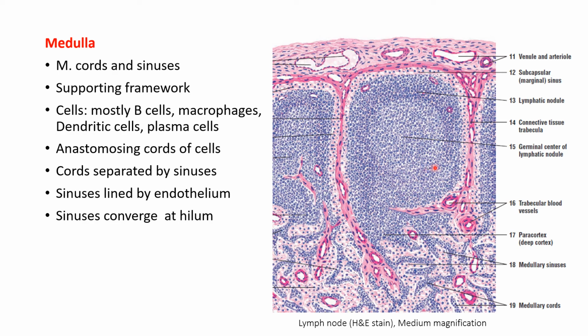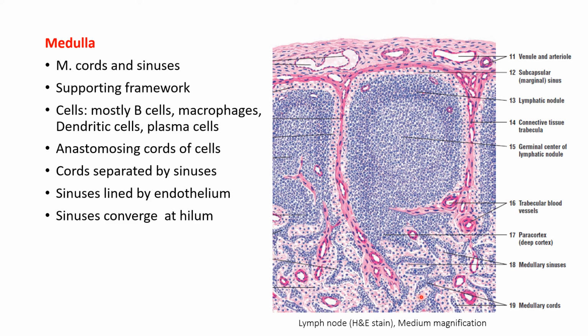So, please note that in the outer cortex, there were mostly B lymphocytes in the lymphatic nodules. The paracortex contains mostly T lymphocytes, and the medulla contains mostly B lymphocytes. These cells are arranged in the medulla in the form of anastomosing or branching cords, and the adjacent cords are separated by the medullary sinuses.